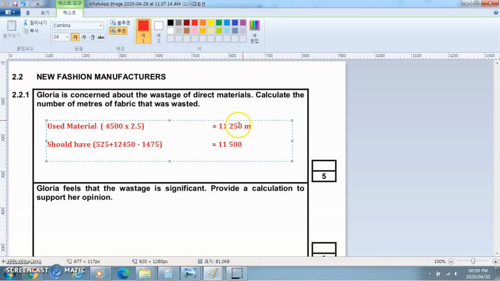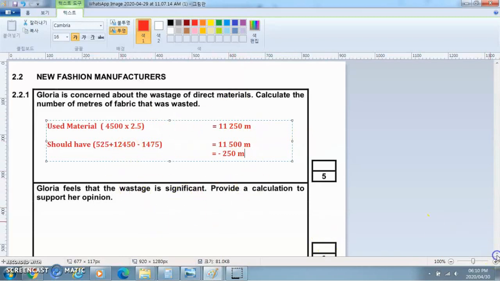11,500. So we used 11,250 meters, and we were actually supposed to have used 11,500. The difference between the two is, if you say this minus the other one, you get minus 250 meters. So this is the loss that we have here. Just doing all of these calculations, you have your 5 marks.